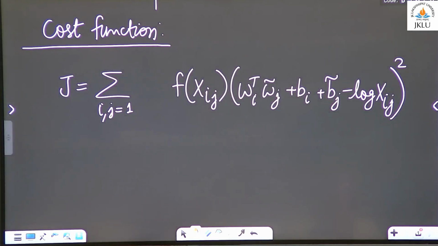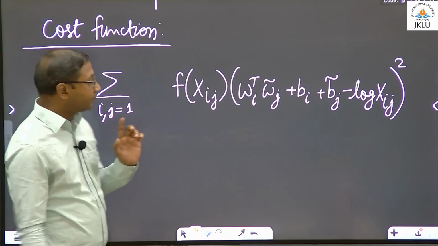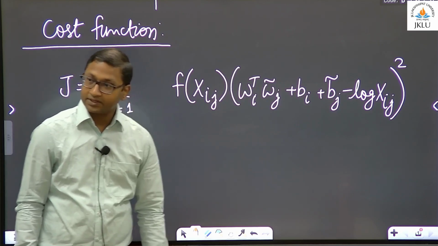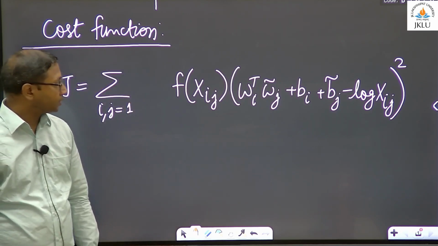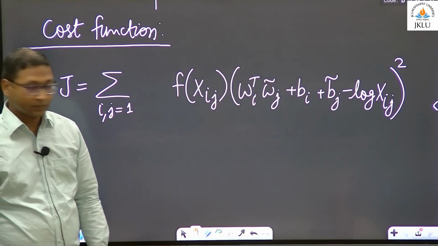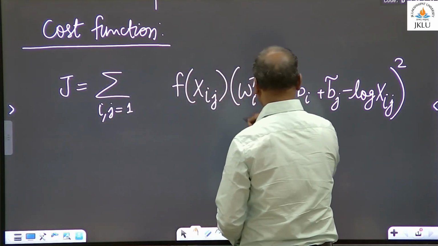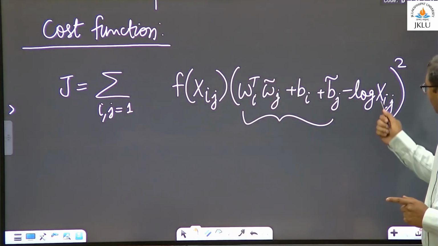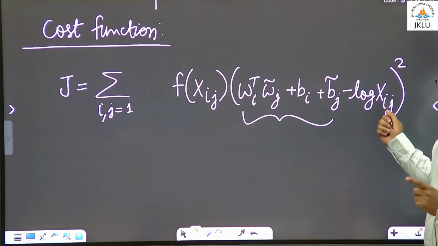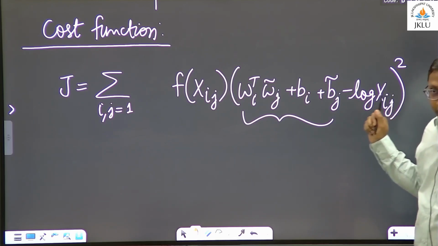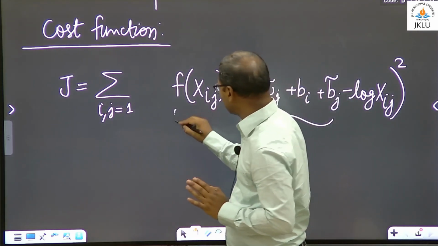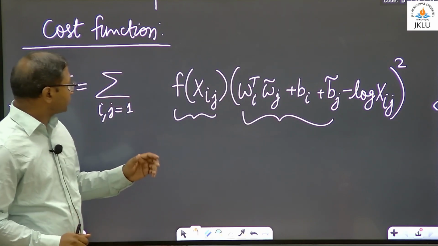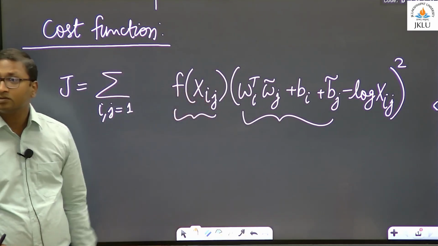So let's try to figure out. Now by now you can tell me where are the parameters. Can you tell me where are the parameters? So the W's and B's, these are my parameters. Okay. What is this term? So Xij I have to get from somewhere. Now f of Xij is a very simple function, I will tell later. So does it look simple now?